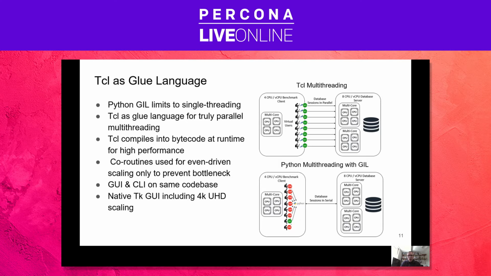And finally, almost the icing on the cake, if you like, is the TK GUI that is available in Python as well, is native to TCL. So it supports, for example, 4K UHD scaling, and we can use this directly in TCL as well. So we can have an advanced GUI at the same time as using the command line, but also have everything running high performance in multiple threads.